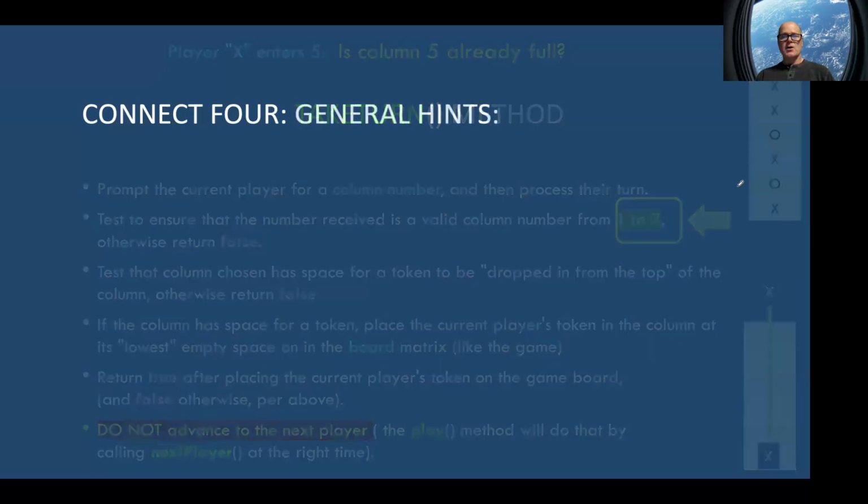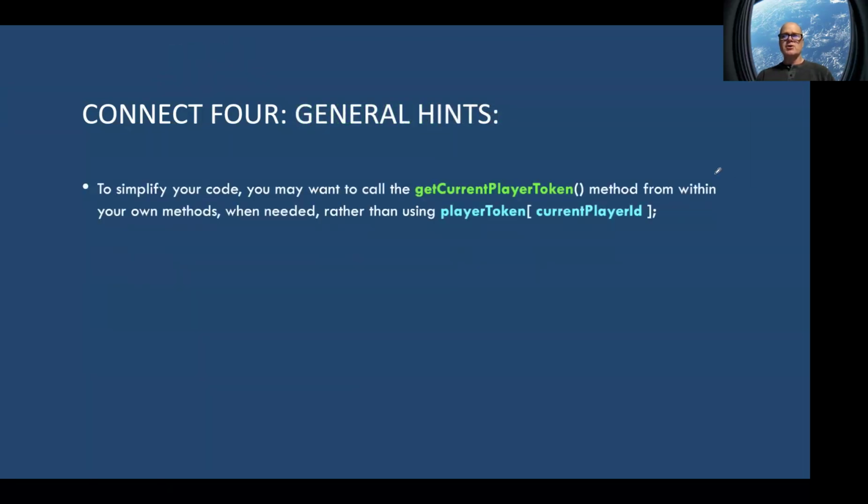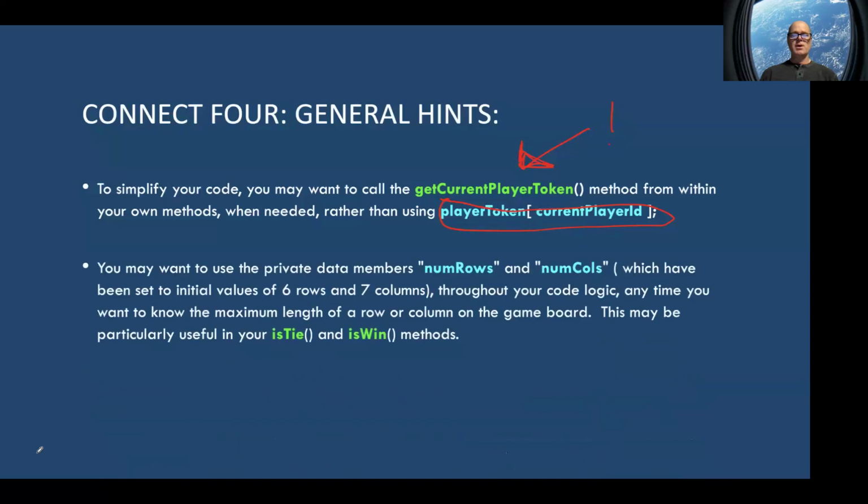Okay, so just general hints. Instead of doing this all the time in your code, you could eat your own dog food, as they say in the software industry. Call your own get current player token. If you need to know what the current player token is for any reason, just call your own method and it should return the current player token. That way, once you get that working, you don't have to worry about making a mistake somewhere else in your code, because it will always be fixed in your method.